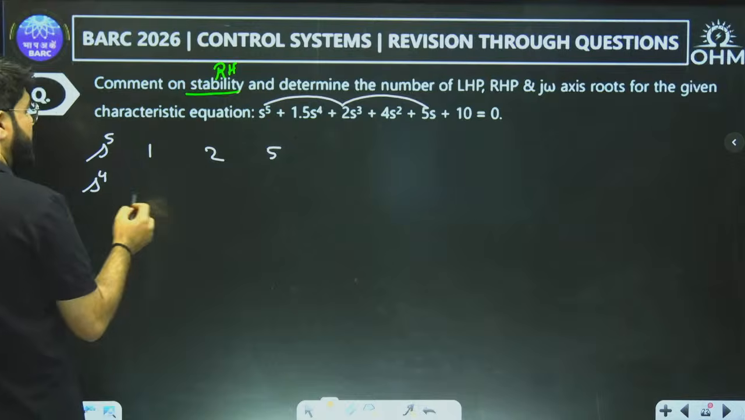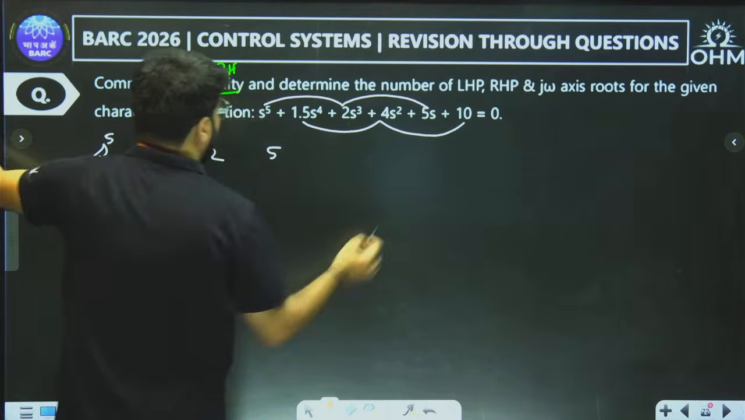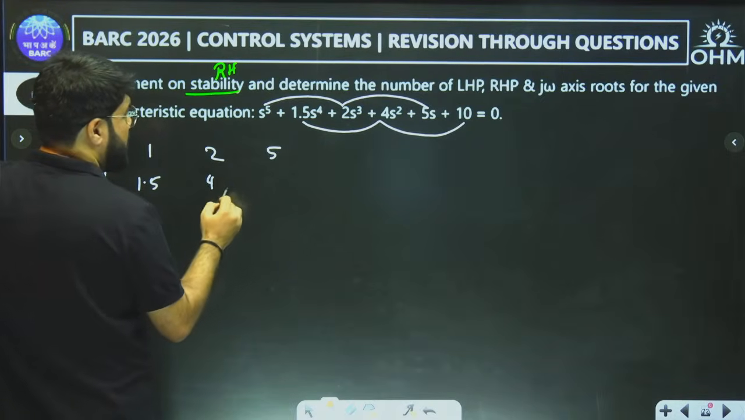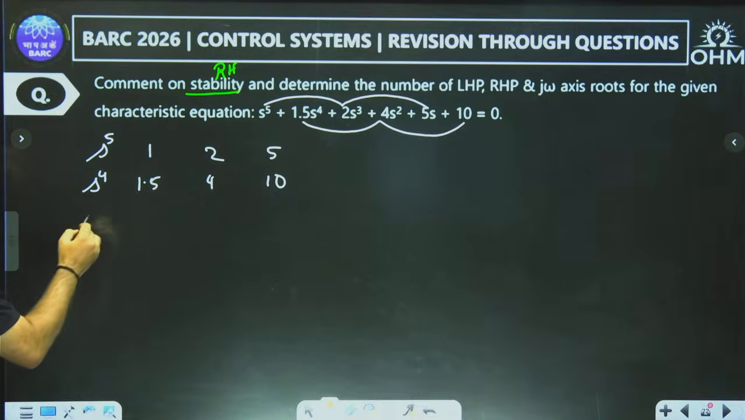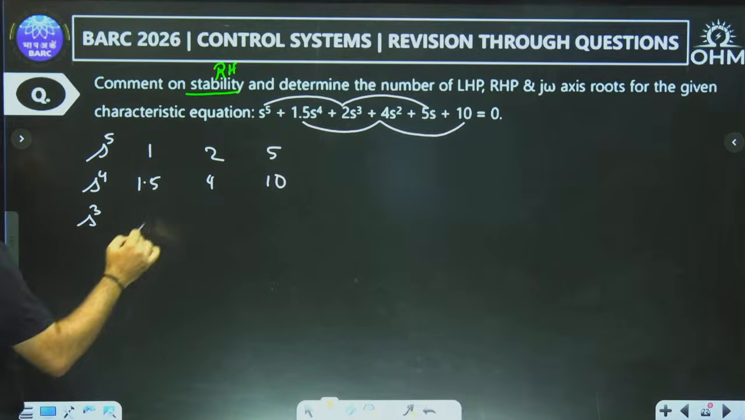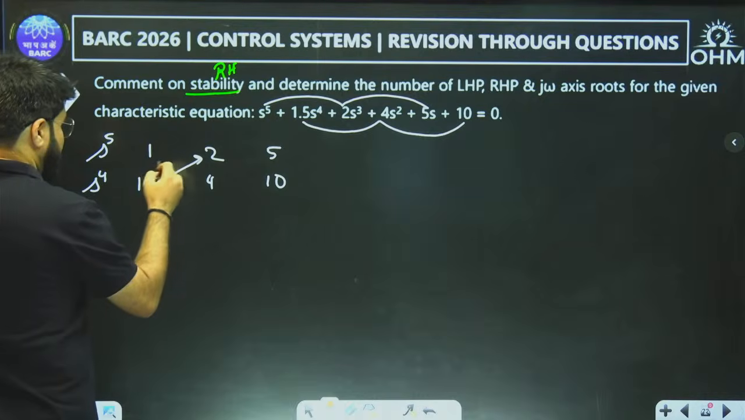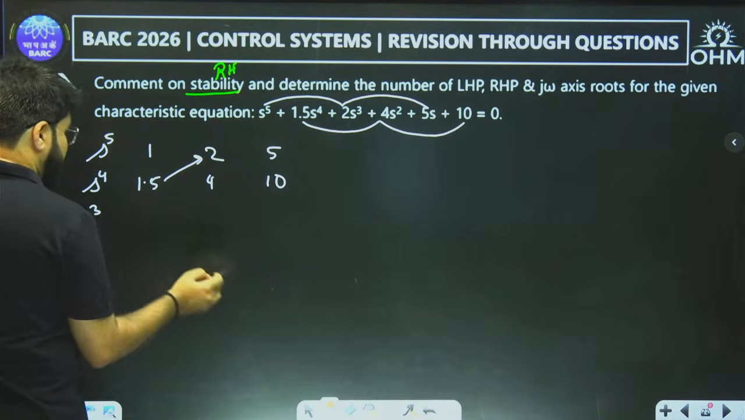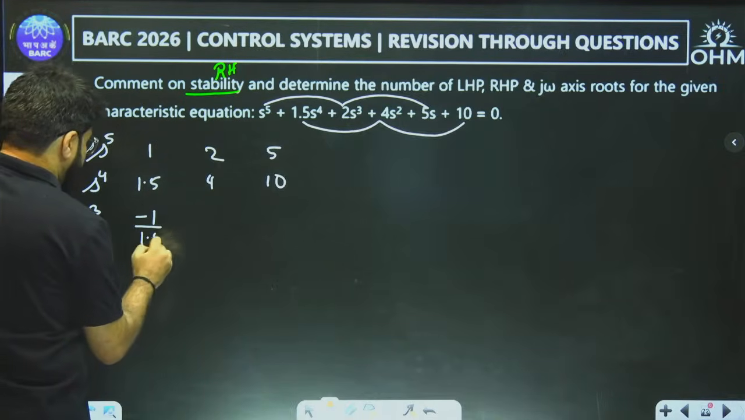Then the remaining alternate terms, the even coefficients, go in the s power 4 row. That is 1.5, 4 and 10. Now s power 3. How do you solve for s power 3? You do reverse cross multiplication, like the reverse of a determinant: 1.5 into 2 minus 4, which is minus 1, divided by 1.5.